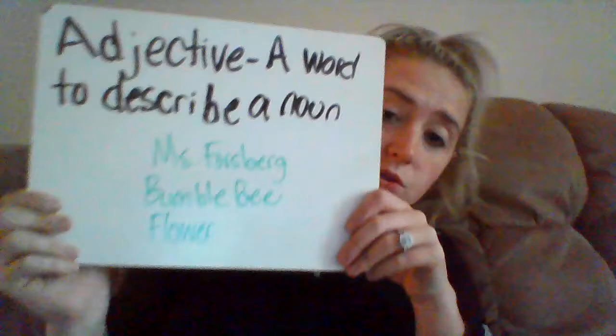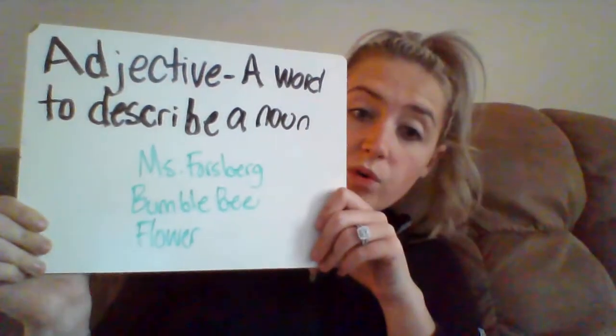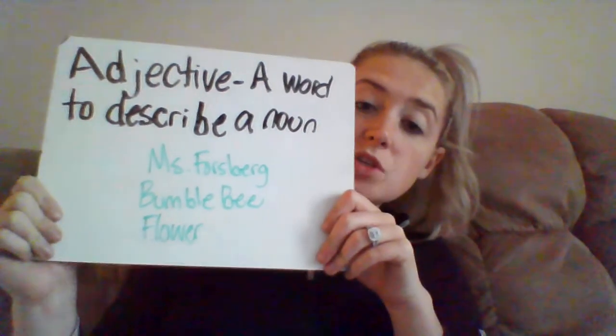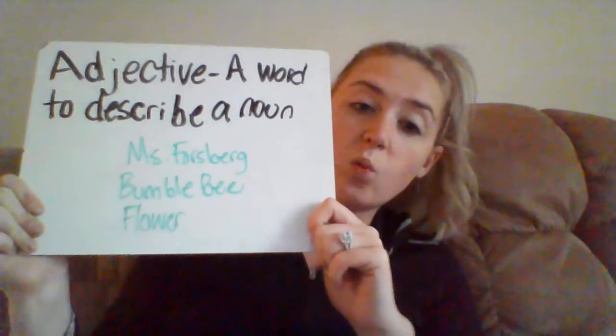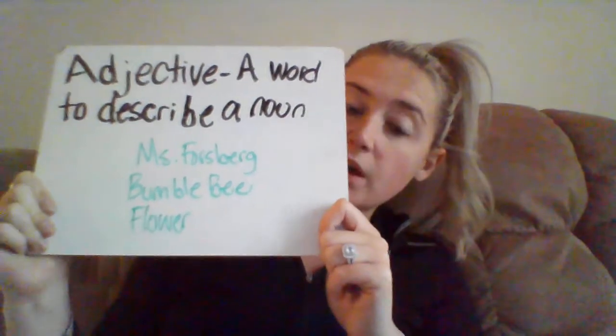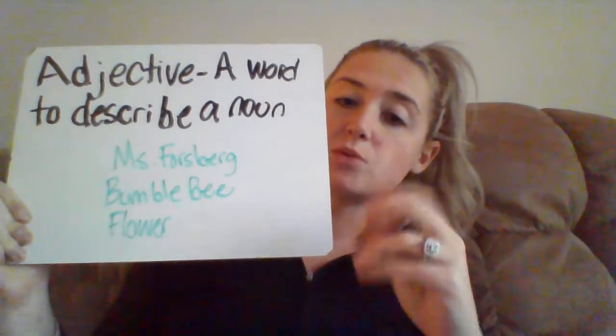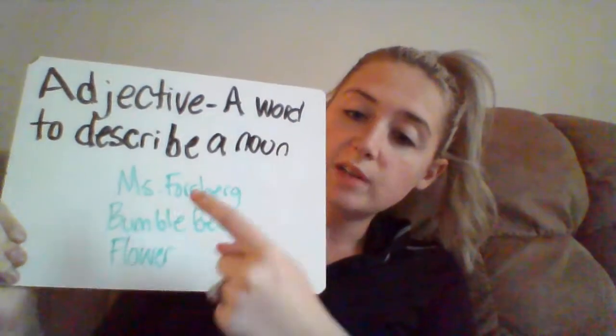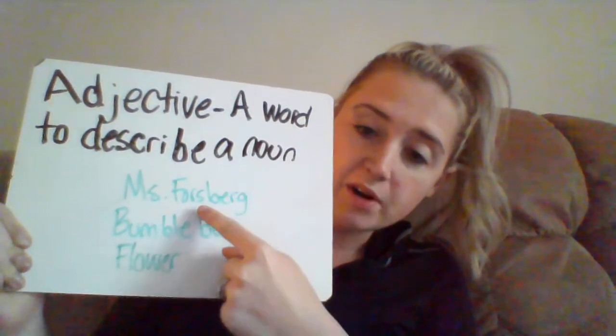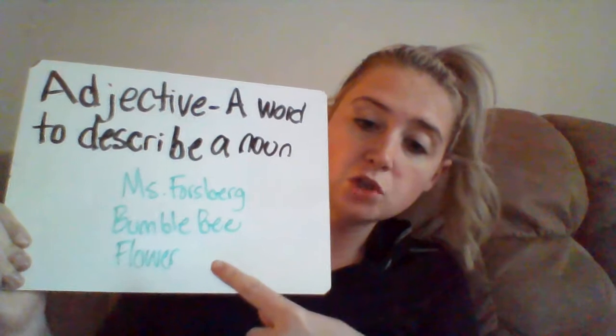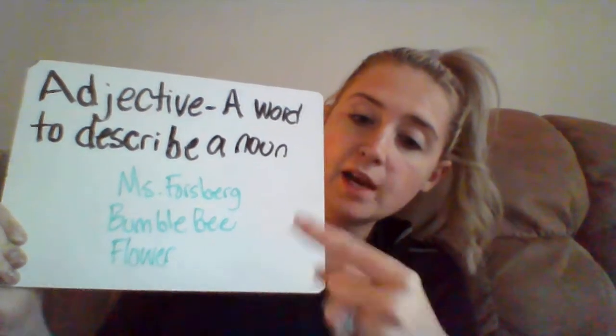An adjective is a word to describe a noun. So the word tells you how that noun was or what it looked like, or it gives you something that describes what it is. So I wrote down 3 nouns here. We've got a proper noun, Miss Forsberg, and then we've got 2 regular nouns here, bumblebee and flower.